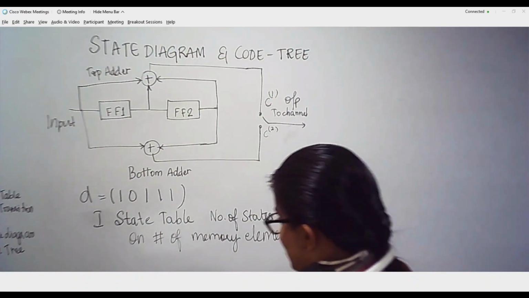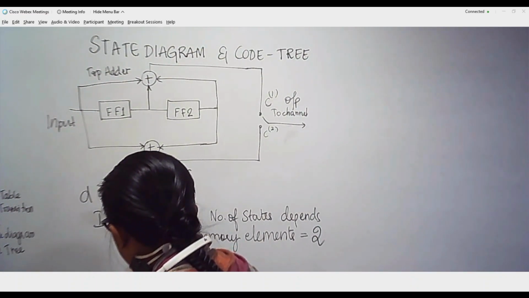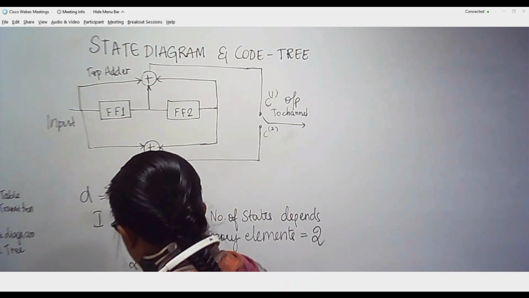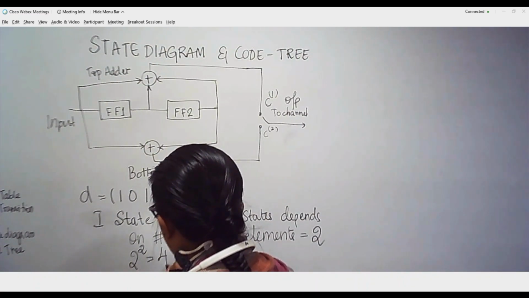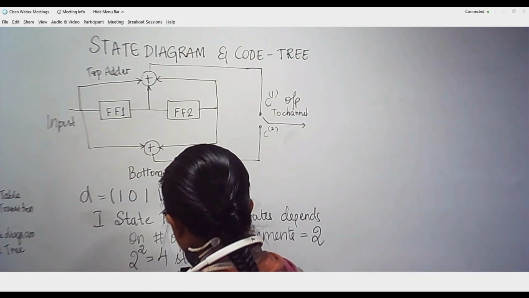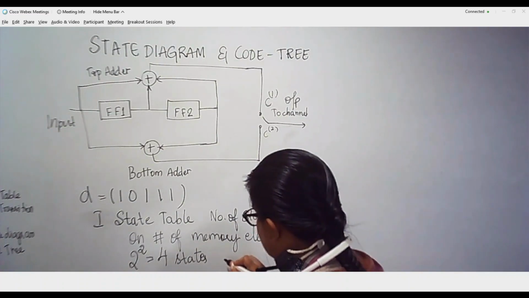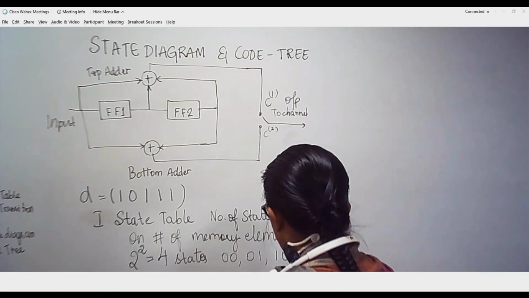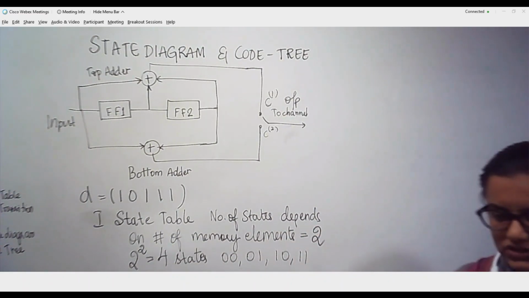So 2 memory elements means the number of possible combinations that can sit within these flip-flops is 2 raised to 2, which means there are 4 states possible. Which are those 4 possible states? Either 0 0, 0 1, 1 0, 1 1. These are the 4 possible states.